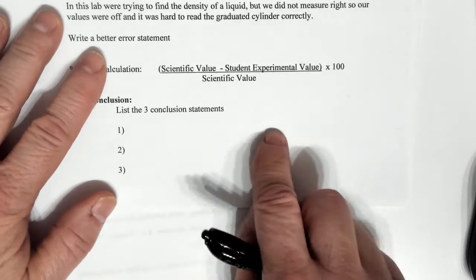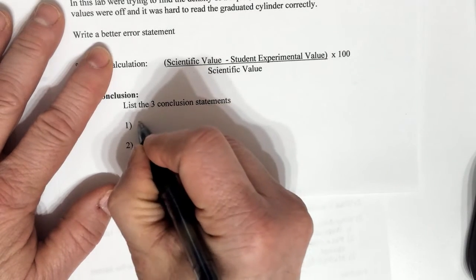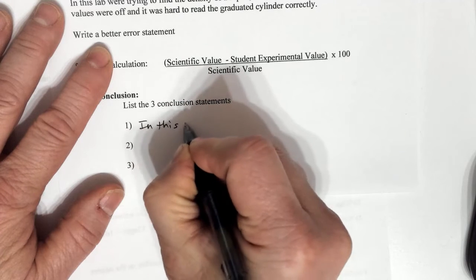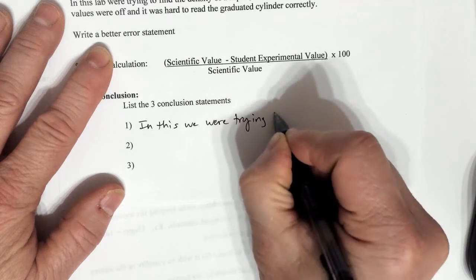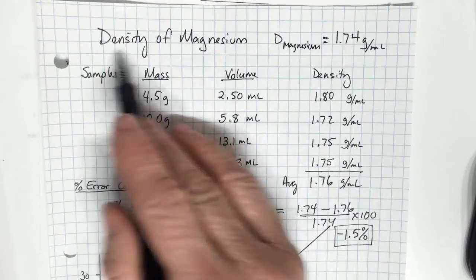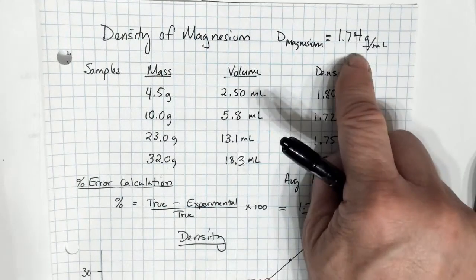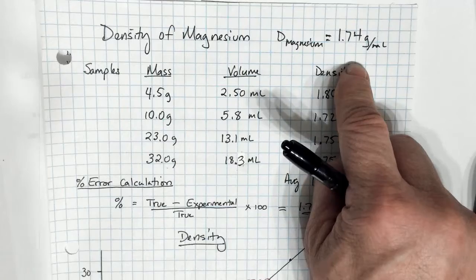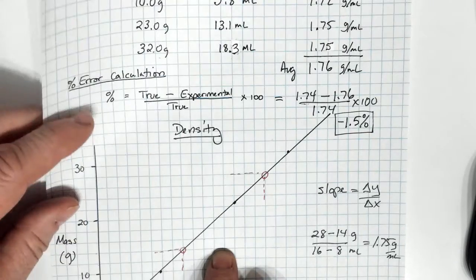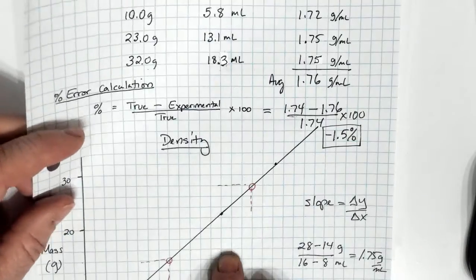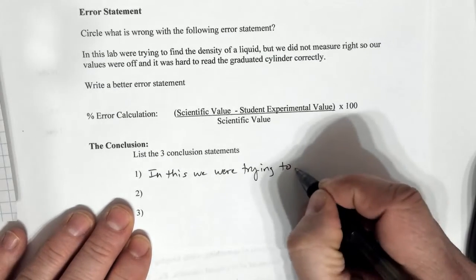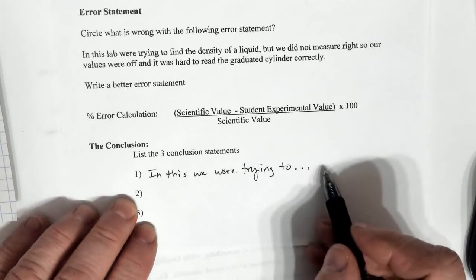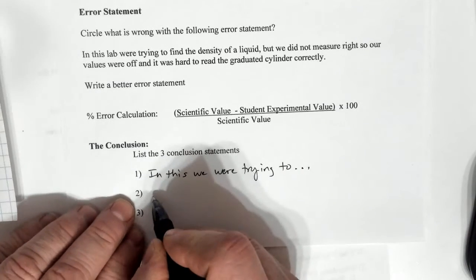And the first thing you do is you write, in this lab, we were trying to. So in this lab, I would say, because I look at my data and what I'm trying to do, I was trying to find the density of magnesium, okay, and graph it. I was trying to find it mathematically and graphically. Okay, so that was my purpose. So I would probably finish the statement, and with my data, I would say I was trying to find the density of magnesium.